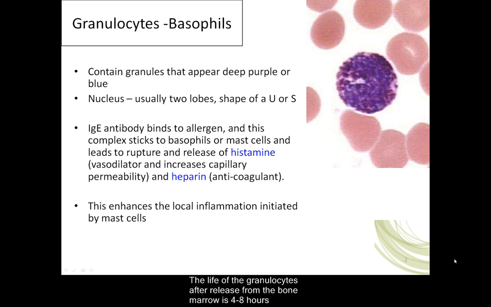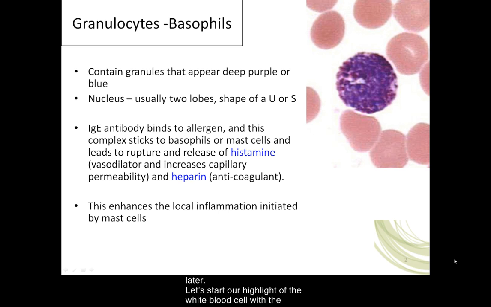The life of the granulocytes after release from the bone marrow is 4 to 8 hours circulating in the blood and another 4 to 5 days in the tissues where they are needed. In times of serious tissue infection, this lifespan is even more abbreviated to a few hours. Why? Because it is the granulocytes that proceed even more rapidly to the infected area, perform their function, and in this process they are themselves destroyed. I will elaborate on this inflammatory response later.